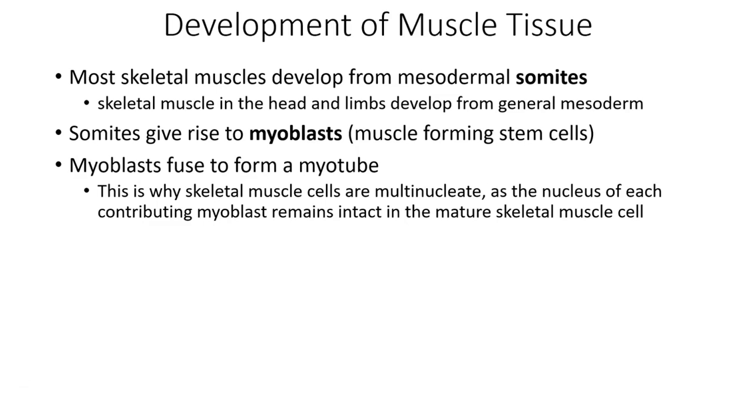These myoblasts can fuse together to form something called a myotube, and this is why we end up with skeletal muscle cells being multinucleated, because each of the nuclei from a single myoblast, as these fuse together into the myotube, they're going to keep all of those nuclei and save them long term, and they're going to stick around to that mature skeletal muscle cell in the long run. All right, so that's how we get the multiple nuclei in a single muscle cell.